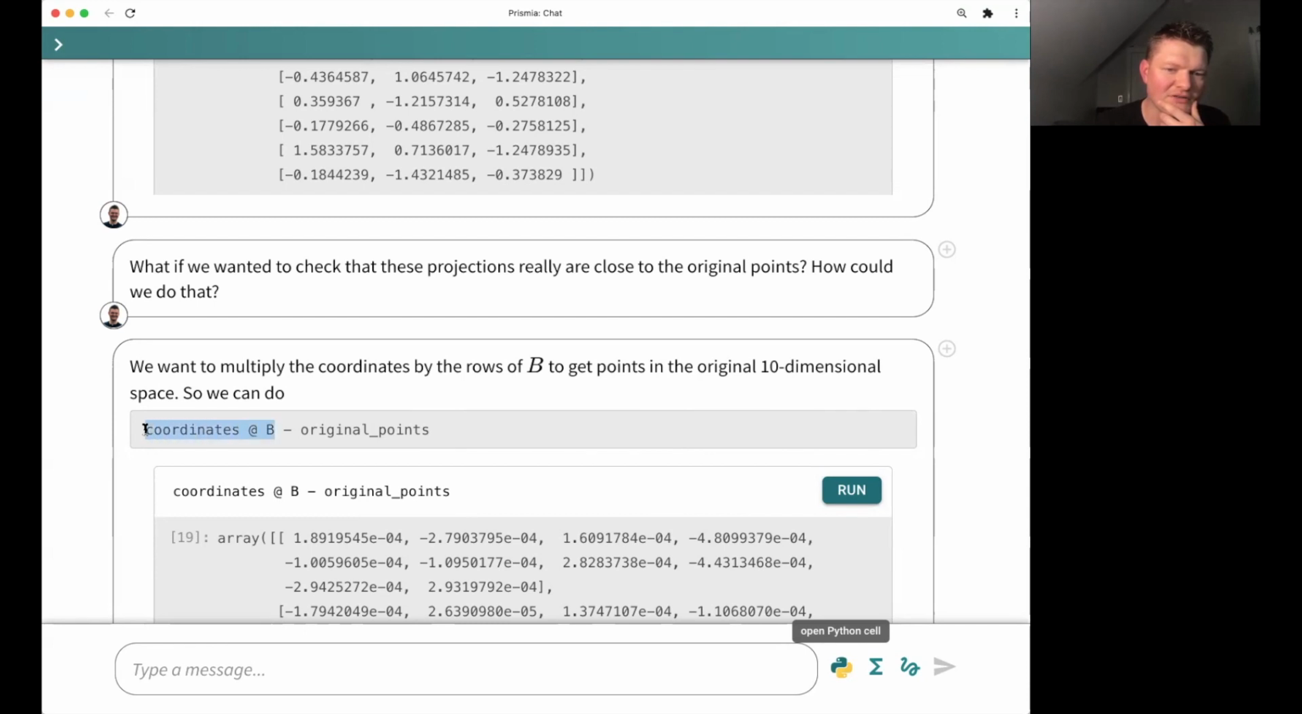We do coordinates times B, and there are actually some transposes that are suppressed here. In a sense, what you're doing is B transpose times coordinates transpose, and then transpose all of that, which just works out to this. So it's simpler to leave it like this. With all of these things, it's kind of tricky to remember exactly how the transposes go, because it depends on the conventions of how the matrix is written down.